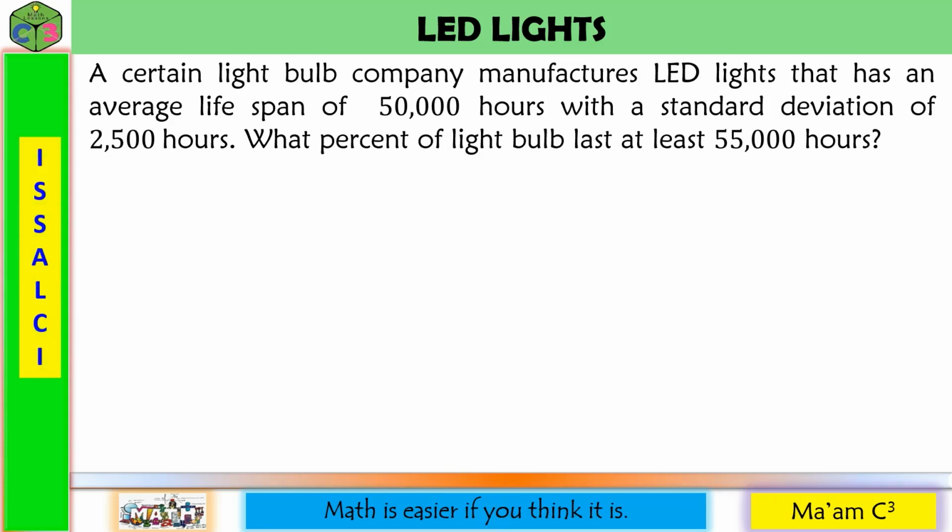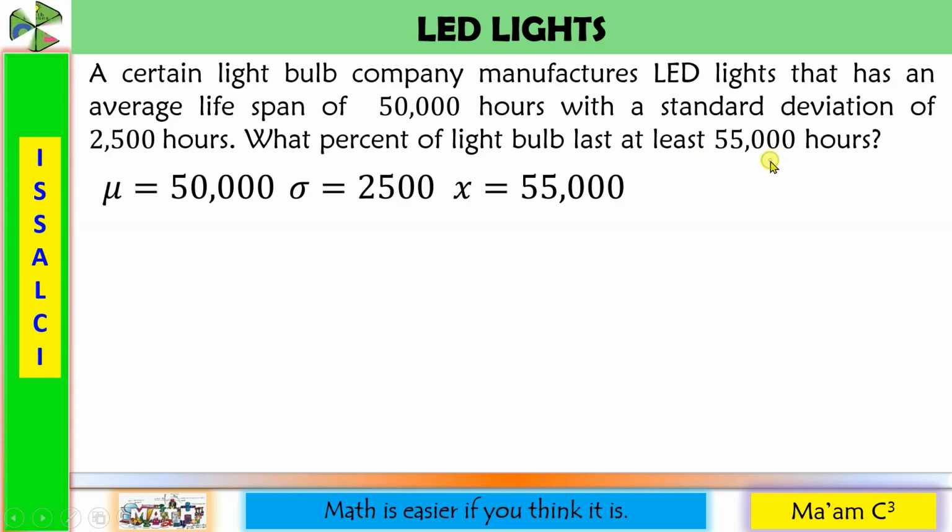Let us recall the steps. So first one, we have to identify the given. So our average, or mu, is 50,000. Our standard deviation, sigma, is 2,500. And the random variable here is 55,000. So x is equal to 55,000.